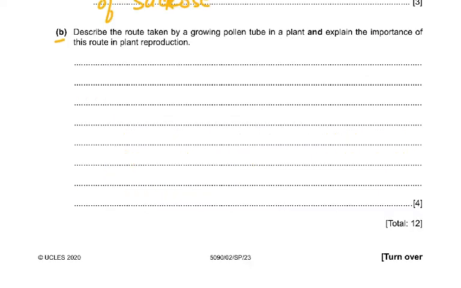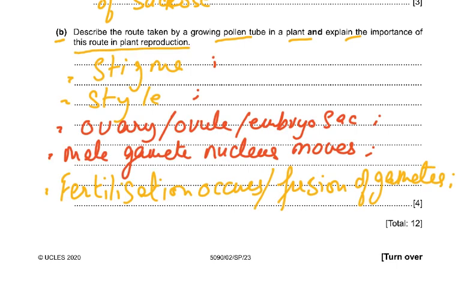Part 3: describe the route taken by a growing pollen tube in a plant and explain the importance of this route in plant reproduction. So describe the route: stigma, style, ovary, 1 mark. Stigma, style, ovary or ovule or embryo sac, and the male gamete nucleus moves through this pollen tube, and ultimately fertilization is going to take place, or fusion of gametes, and of course an embryo is going to be formed and then the seed is going to be formed.